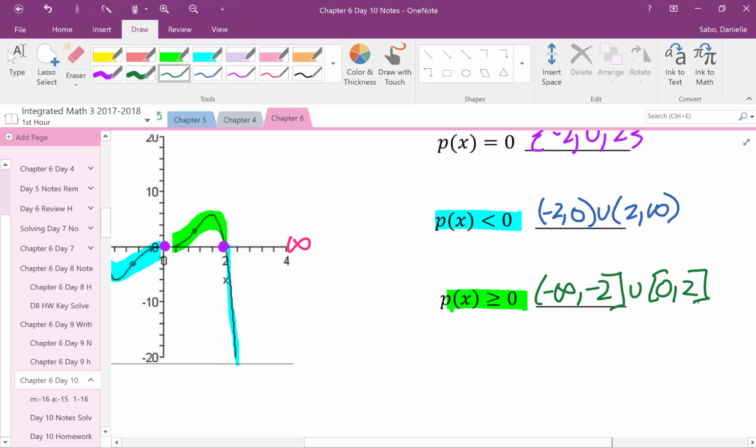So if I was a business person and I asked you, hey, when did you make profit? It would be from 0 years to 2 years. So kind of think of it in terms of a business situation. I made profit from 0 to 2 years because it was above that 0. So I'm just trying to give you a real life scenario. All right, moving on.